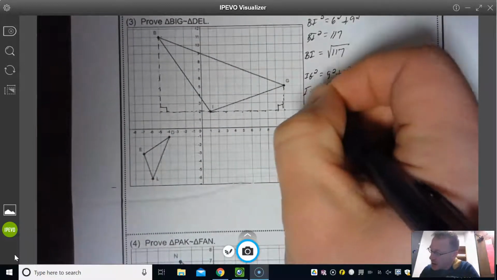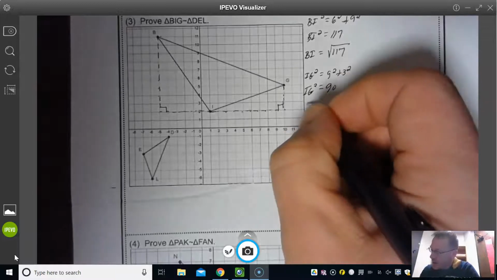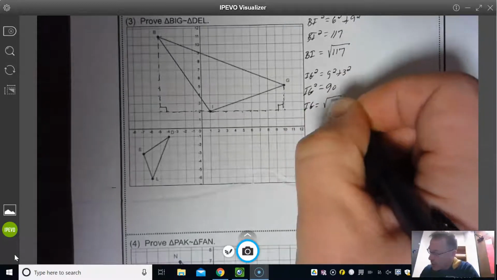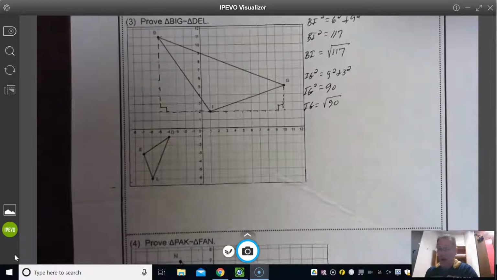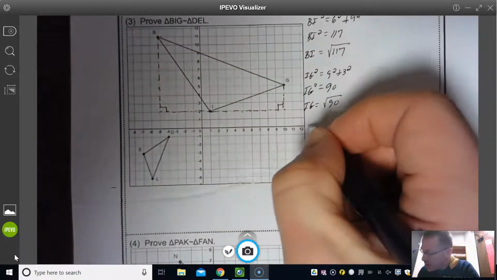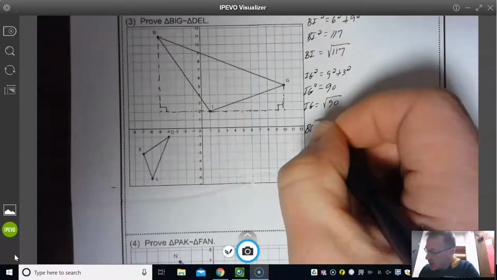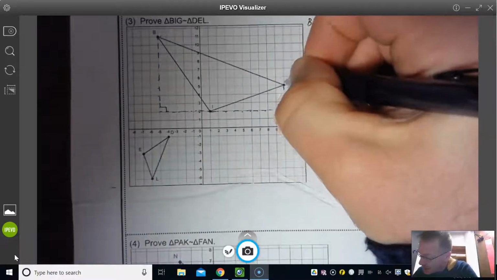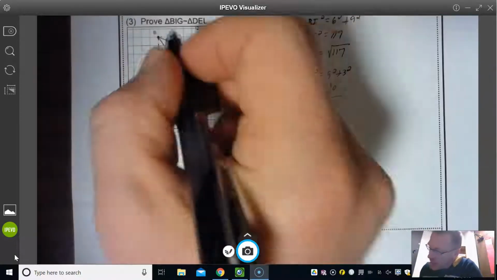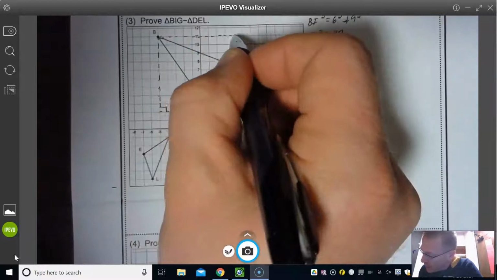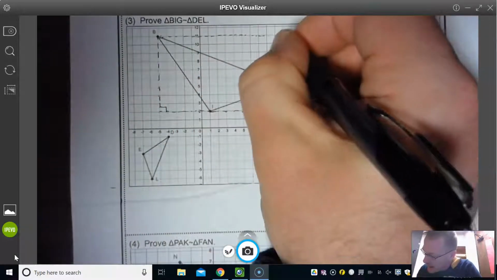All right, so IG squared equals 90. And that means that IG is equal to the square root of 90. And then we have one more side here, so we have to find BG. BG squared equals... and once again, you don't actually have to draw it in, you could just count it if you want, but I'm very visual, and it helps me.